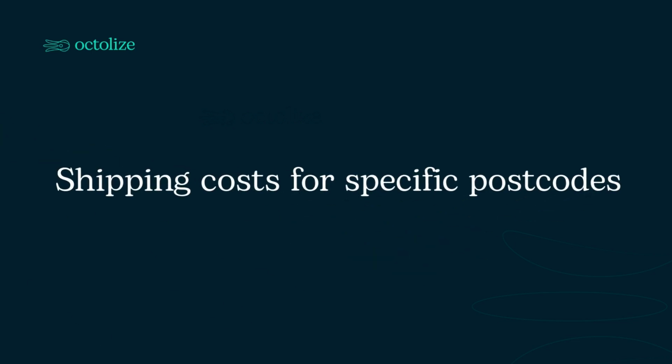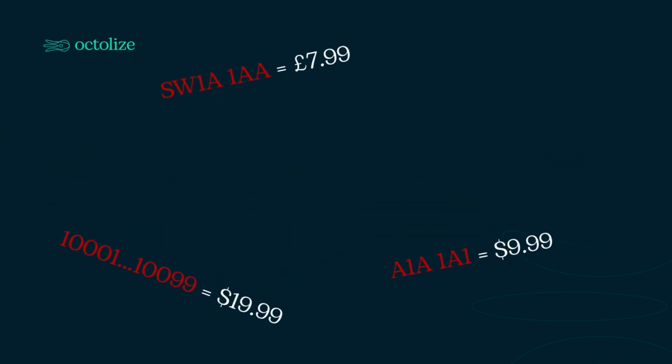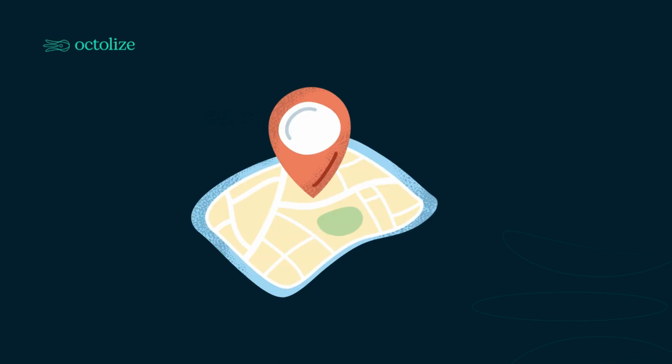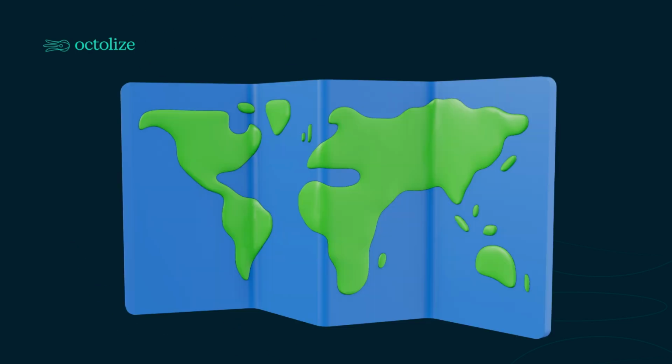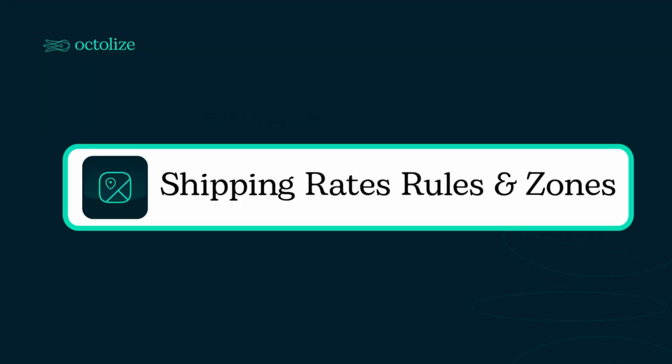Do you need to set up precise shipping costs for specific postcodes in Shopify, but found out it's natively impossible? Whether you want to offer local delivery for specific neighborhoods or set different rates for remote areas, generic Shopify shipping settings may not be sufficient.